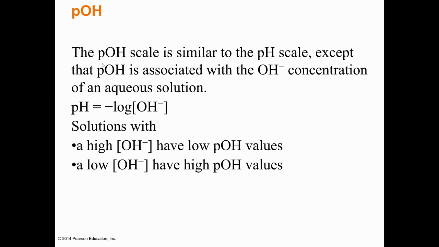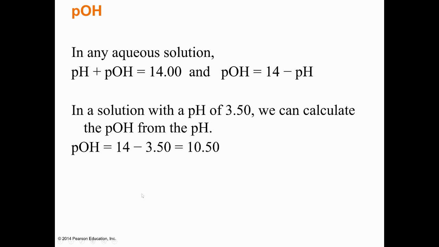So the pOH scale is similar to pH, except you're using hydroxide. So pOH equals negative log of OH minus. And then pH plus pOH is 14. So if you know one, you can find the other. So in this case, if you have a pH of 3.50, the pOH would be 14 minus that.